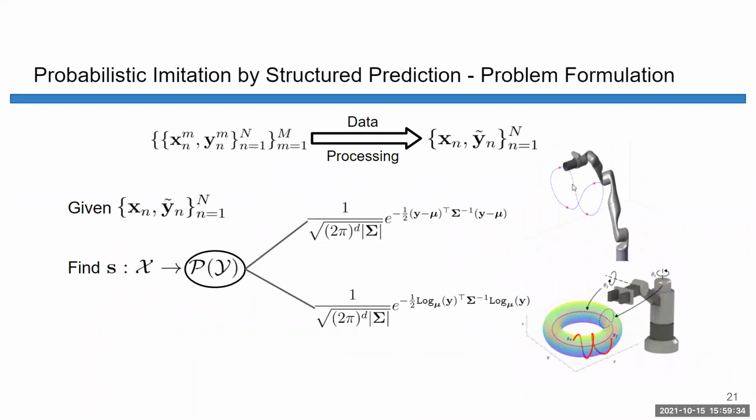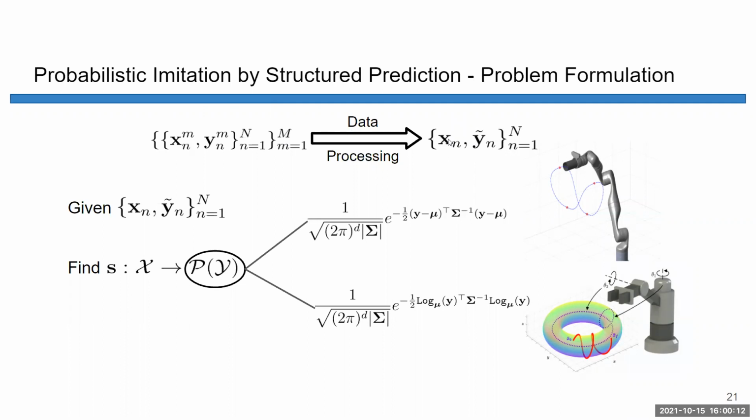So we will see how this structured prediction can facilitate the design of an imitation learning algorithm. Recall that we consider the problem under the framework of probabilistic imitation learning, which means that we have multiple demonstrations. Here, m equals 1 to M denotes the number of demonstrations, and n equals 1 to N is the time step. By processing the raw data set, what we obtain is the probabilistic data set.